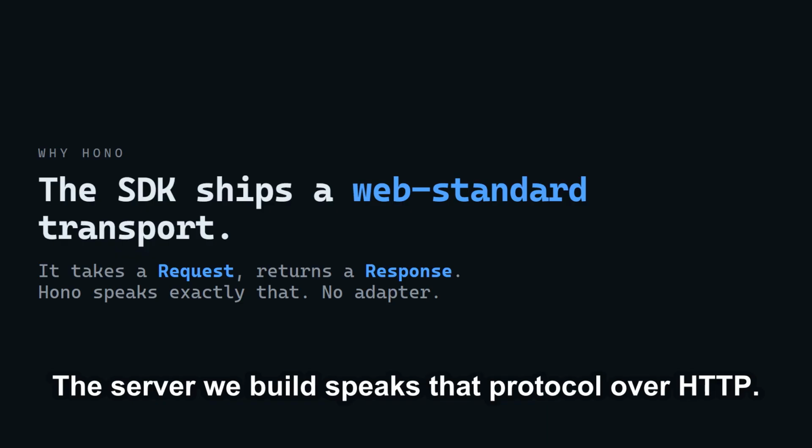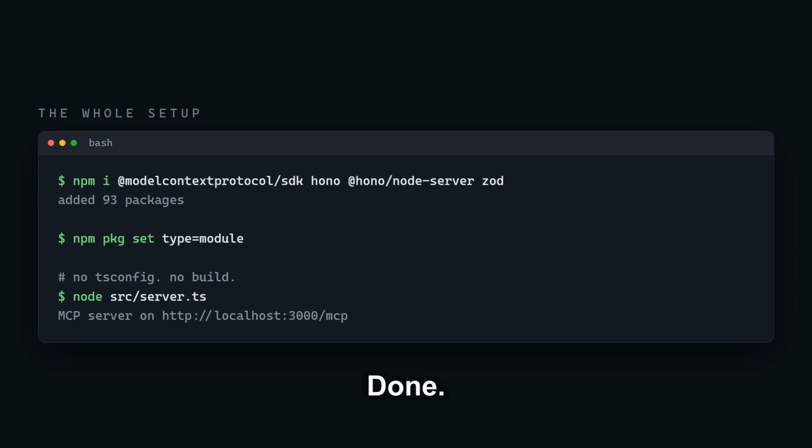The MCP SDK ships a web standard transport. It takes a request and returns a response. So the two fit together with no adapter. Hono hands the transport a request. The transport hands back a response. Done. For dependencies: the MCP SDK, Hono, the Hono node server, and Zod for schemas.